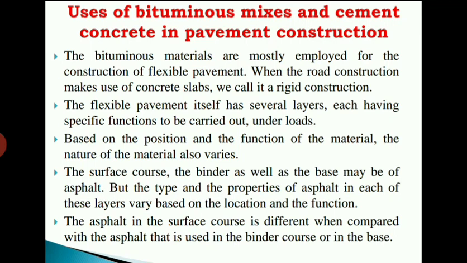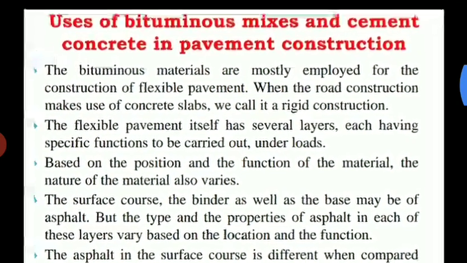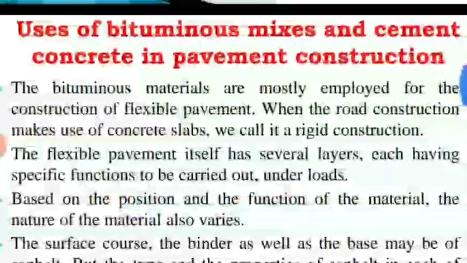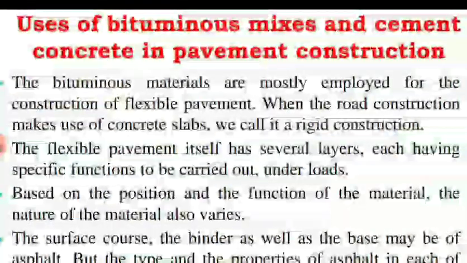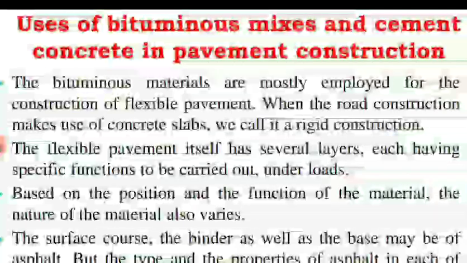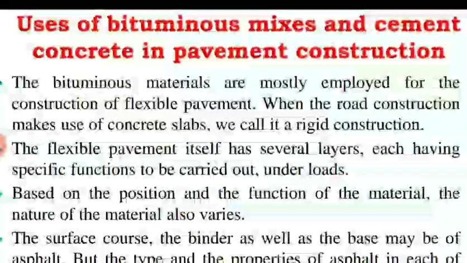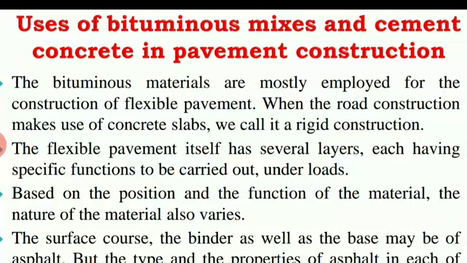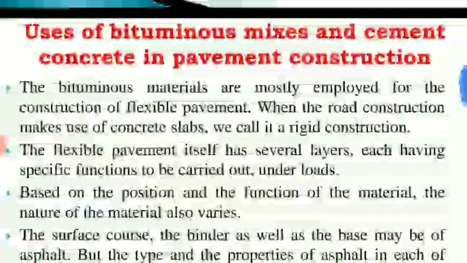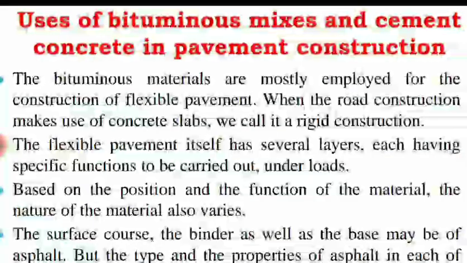Here the first point: bituminous materials are mostly employed for the construction of flexible pavements. Here the pavement is constructed with bituminous material, where the bitumen acts as the binding material, and along with that the major portion is covered by different types of aggregates, depending upon the different types of flexible pavements, right? So the main binding material is bitumen. This bitumen is flexible in its structure, so it can be used in the flexible pavement.